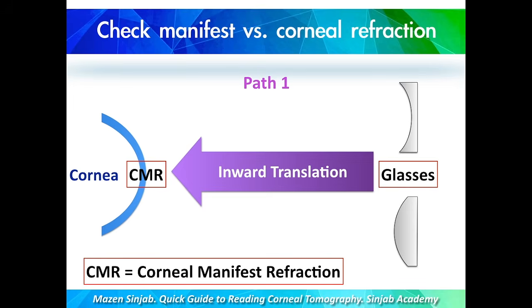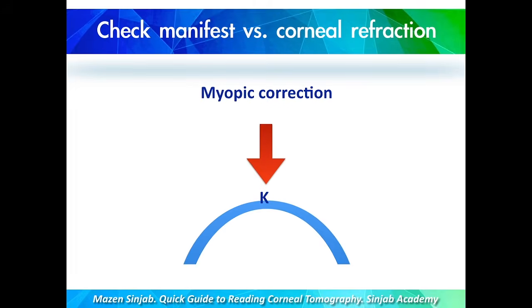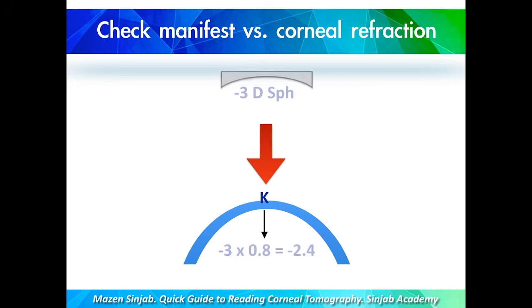So corneal manifest refraction is actually a projection of the manifest refraction at corneal plane. And we do this by multiplying myopia by 0.8 and hyperopia by 1.2. As we know, any myopic correction will affect K readings, and this affection will be a reduction in K readings by 0.8 per -1 diopter myopic correction. So let's take this example.